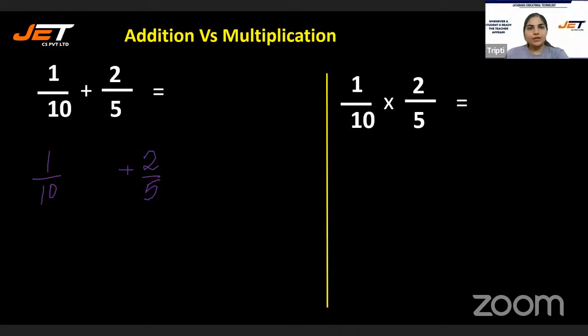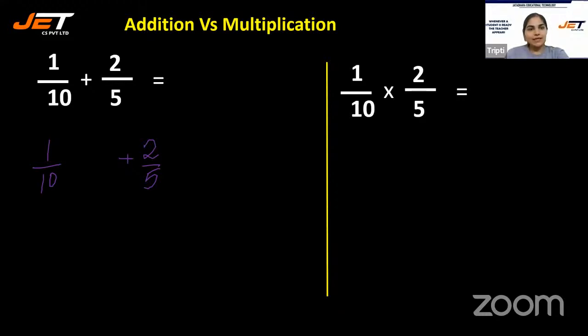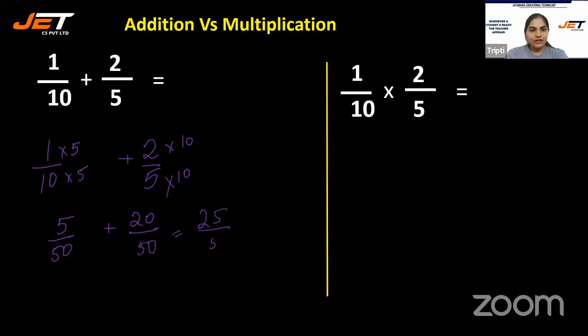Okay, so let's see. 1 by 10 times 5, here numerator and denominator, and here it's times 10. So 1 times 5 is 5, 10 times 5 is 50, plus 2 times 10 is 20, 5 times 10 is 50, which is 25 by 50.